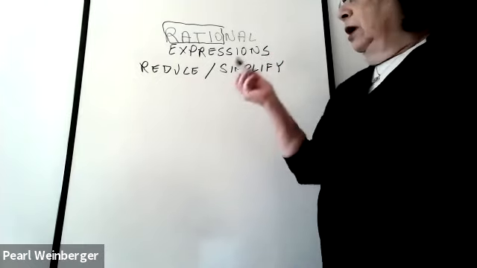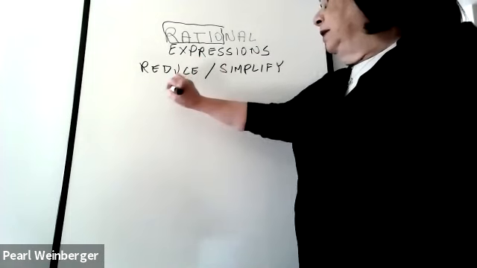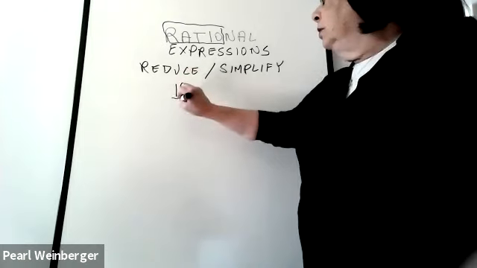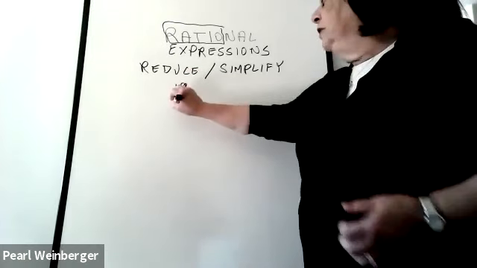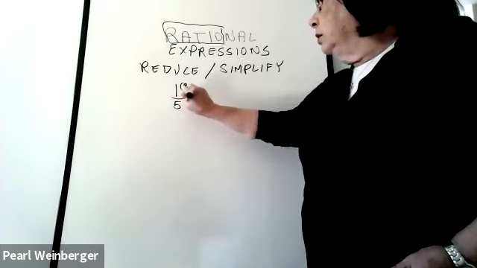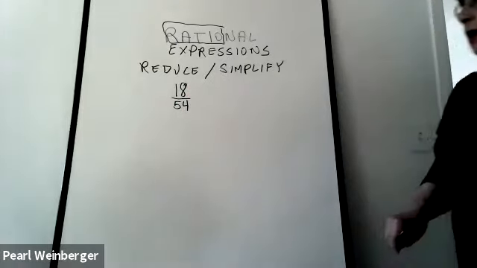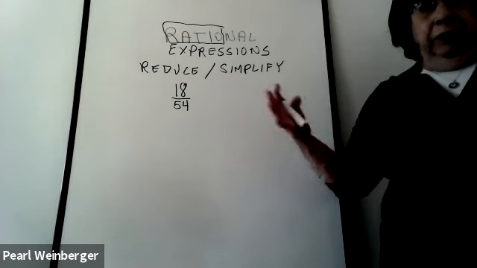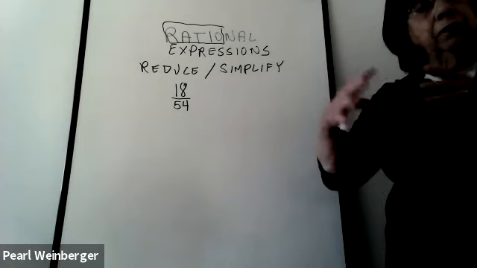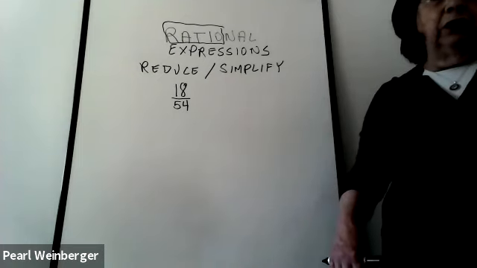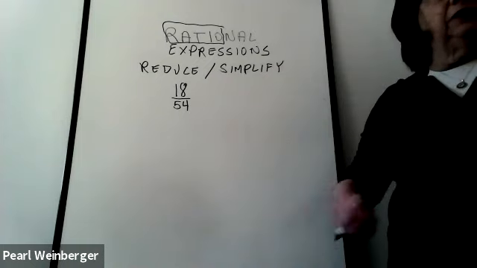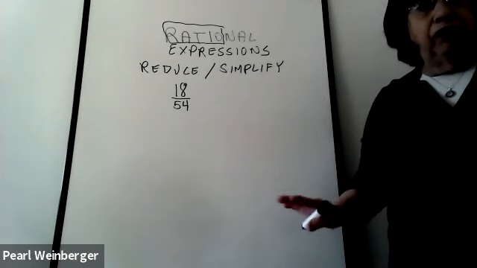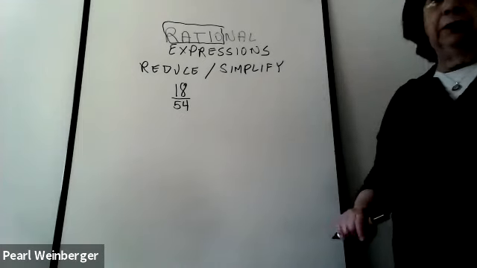fractions. If I were to give you something like this, 18 over 54, for example. And I said, I have this fraction. What's interesting about fractions is there are many different versions of a fraction. The fraction 1/2 is the same as the fraction 2/4. With regular numbers, we don't have that, but with fractions, we can have many versions of the same number.